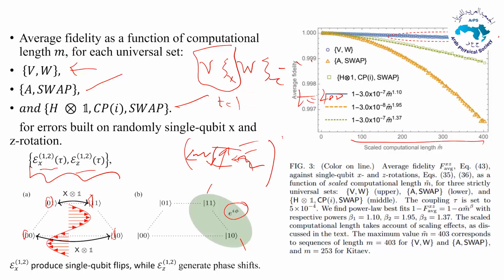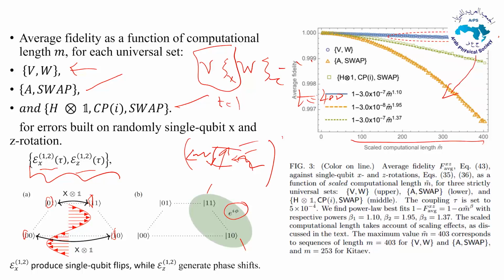This is the average fidelity, and we compare average fidelity. That means if the fidelity is closer to 1, the error doesn't affect it, or the effect is very, very small. If the fidelity reduces, the effect of the error is clearer.